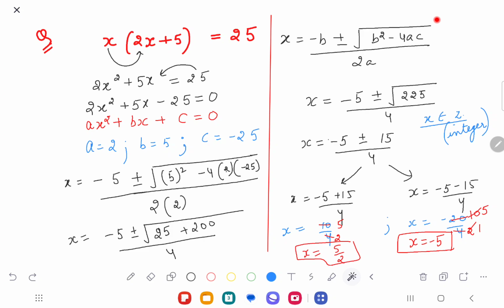You would say that the only integer is x equals minus 5. So you will say that only this answer is an integer. This belongs to the integer family, and this does not belong to the integer family, because that would be 2.5. That would be a decimal family. Are you understanding my point? Understood or not? So that's how we do this.